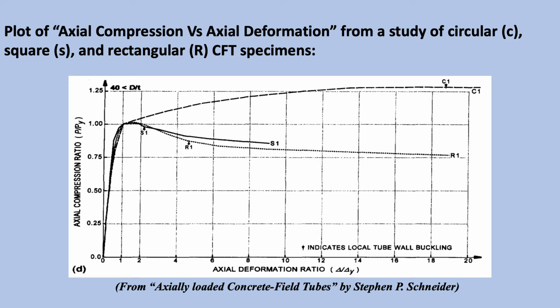On the slide is the plot of the axial compression ratio versus the axial deformation ratio from a study of circular, square, and rectangular CFT specimens. And it can be seen on the plot that the circular specimens were much more ductile, had a greater capacity, and buckled at a much higher ductility or strain.